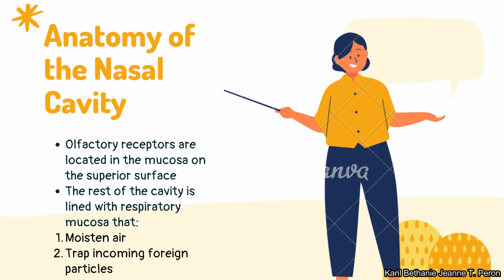Anatomy of the nasal cavity. Olfactory receptors are located in the mucosa on the superior surface. I already showed you where the olfactory nerves are located, as well as the olfactory bulb and the olfactory tract. The rest of the cavity is lined with respiratory mucosa that moistens air and traps incoming foreign particles. Mucosa, by the way, is a moist tissue that lines certain areas of our body. Its primary function is absorption and secretion of particular substances.